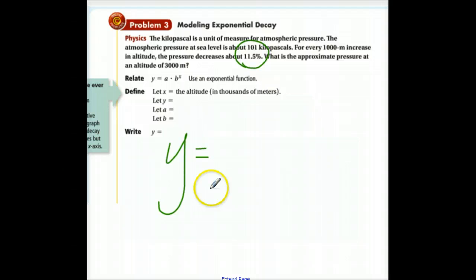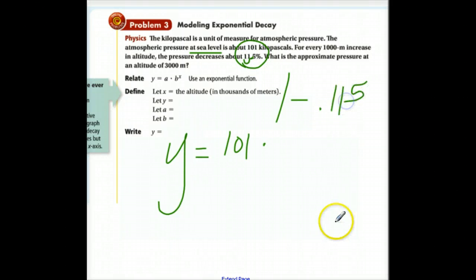Y equals, A is our initial amount. Initial amount is 101 kilopascals at sea level. So 101 times. B is our growth factor. Remember, with decay, not growth factor, our decay factor. With decay, it's 1 minus the percent as a decimal. So I'm going to divide by 100, 0.115. 1 minus 0.115 is going to be 0.885.